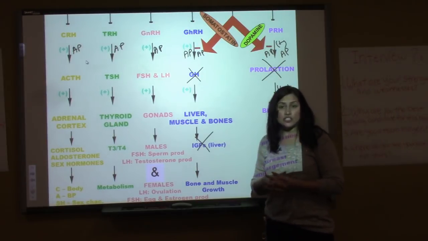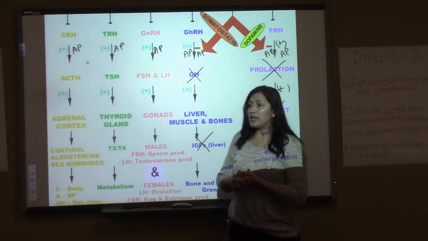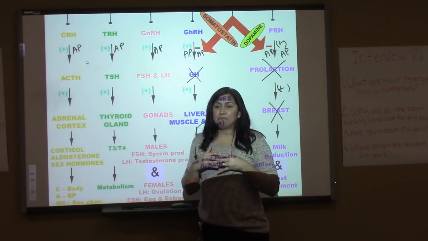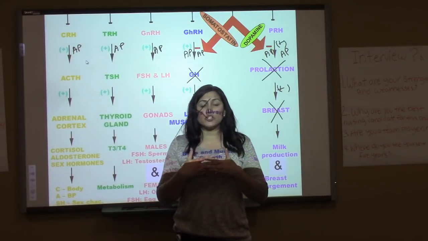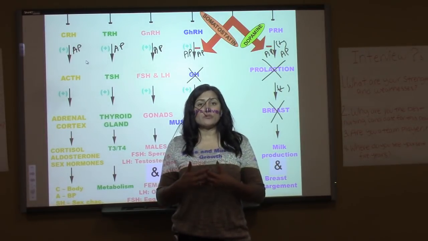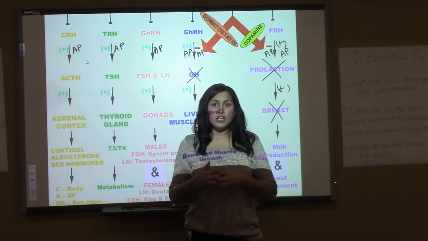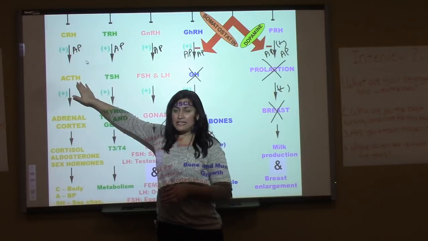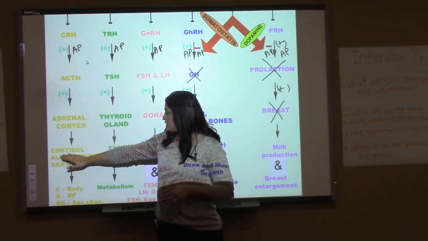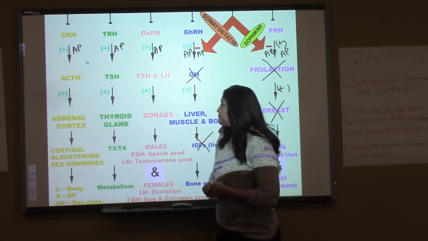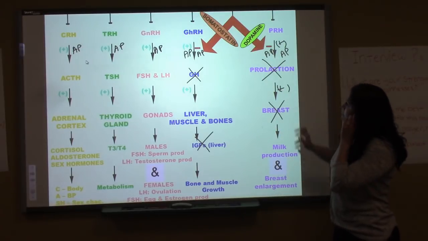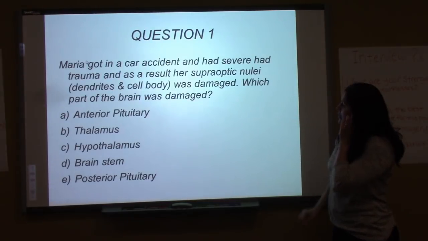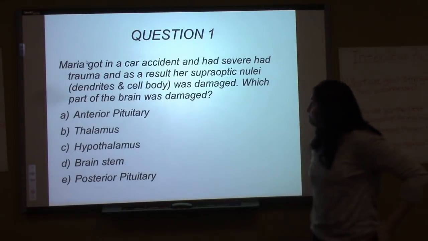And the way I can ask you this right now is I could say a person releases cortisol. Which hormone was released from the anterior pituitary to release cortisol? It's ACTH, because ACTH causes the adrenal cortex to release cortisol in turn. Okay? So question 1.